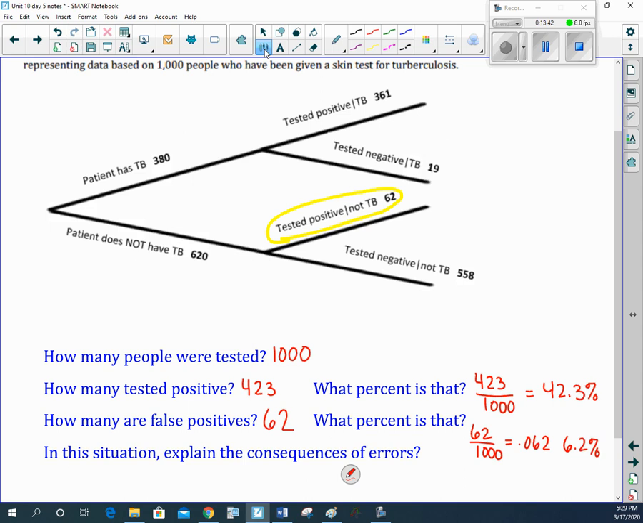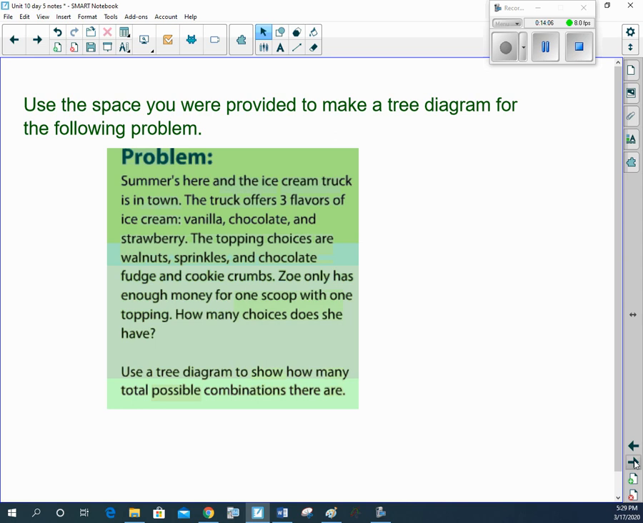So in this picture right here, there are 19 people who tested negative. And so even though they had TB, if they don't go get another test, then they're going to miss out on treatment, which is a bad thing, right? Okay, so that's just kind of a quick review of Venn diagrams, tree diagrams. Last question is really easy. You could just answer it, but they just kind of want you to draw a tree diagram just to show the possibilities.